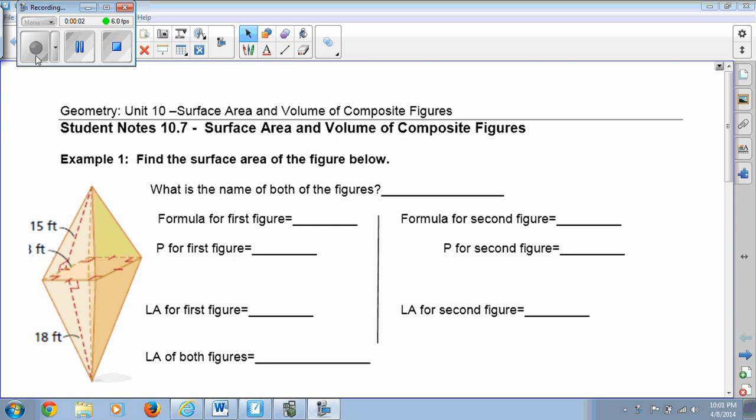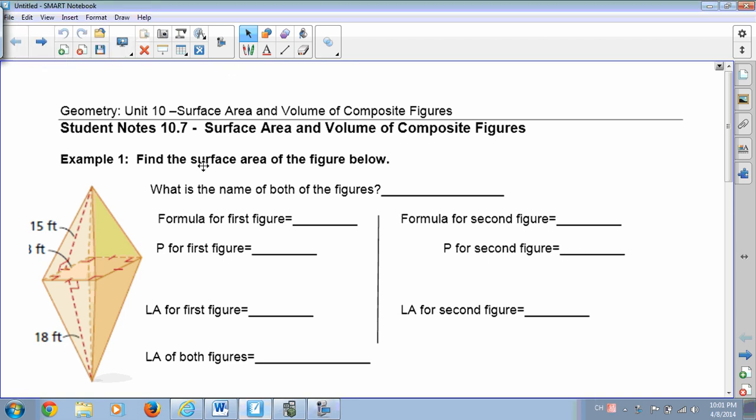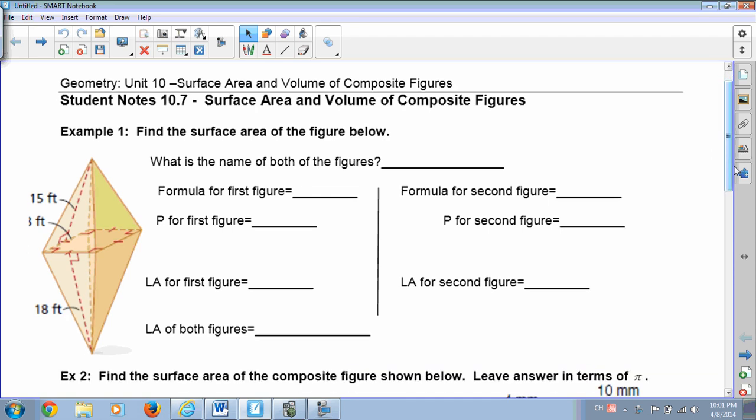Okay, this is student notes 10.7, surface area and volume of composite figures. Composite figures, remember, are just two shapes that have been put together. And so in this case, our composite figures are made up of two different three-dimensional figures that have been put together.